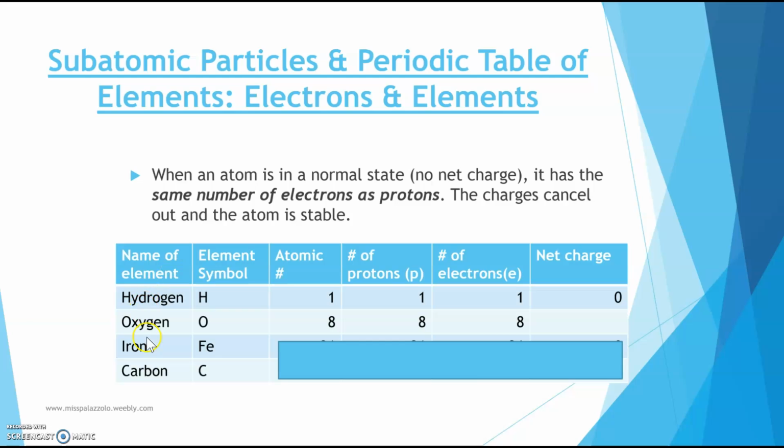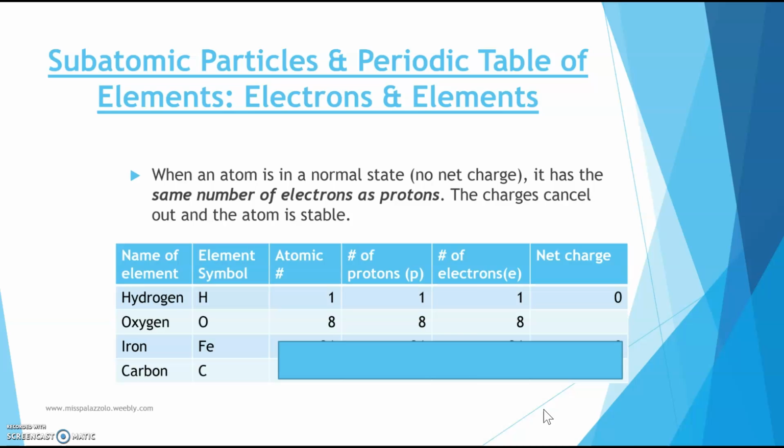So in these examples here, we have hydrogen. It has an atomic number of 1, which means the number of protons is 1, and the number of electrons is 1. When the number of protons and electrons is equal, the net charge is 0. Same with oxygen. Oxygen's atomic number is 8, the number of protons is therefore 8, and the number of electrons is 8, so its net charge is 0. Pause the video here and see if you can finish the iron and carbon rows.